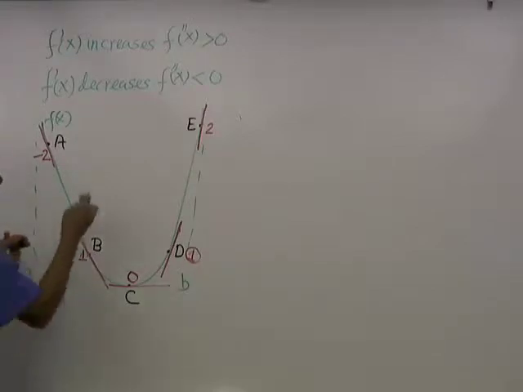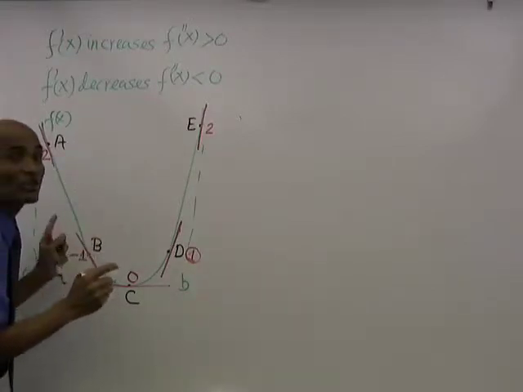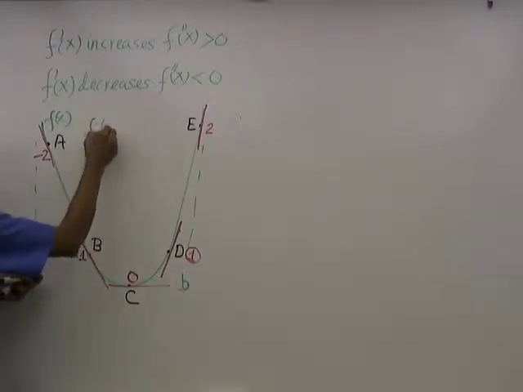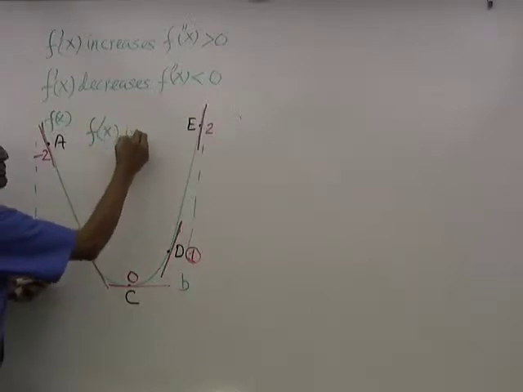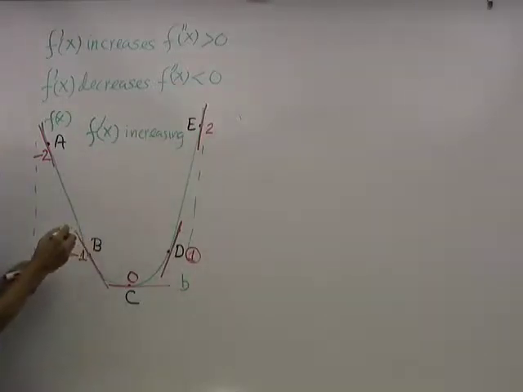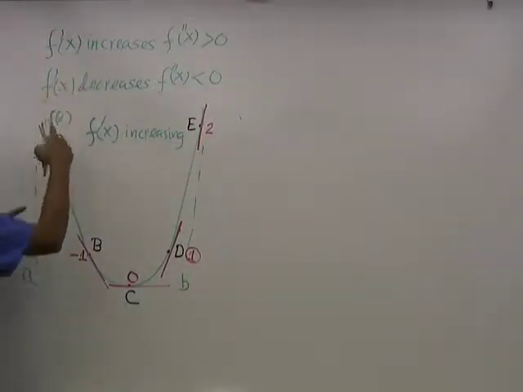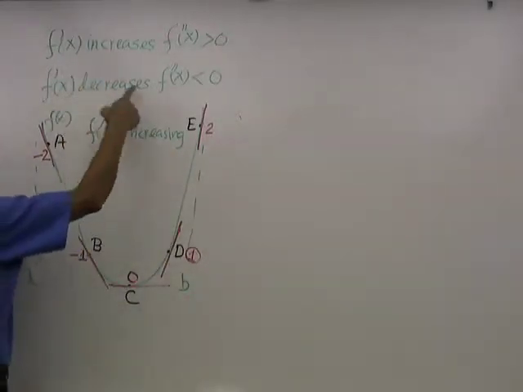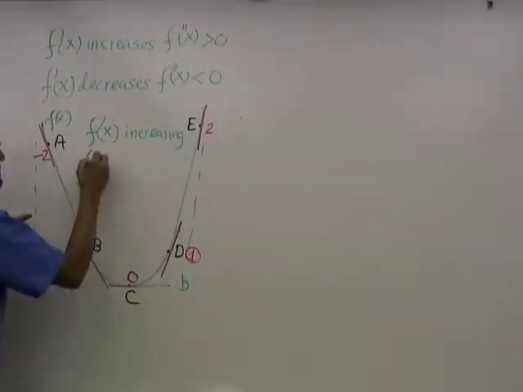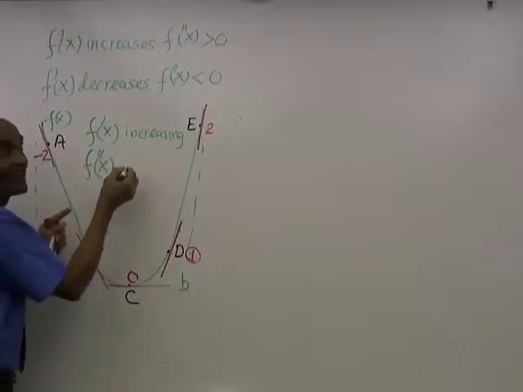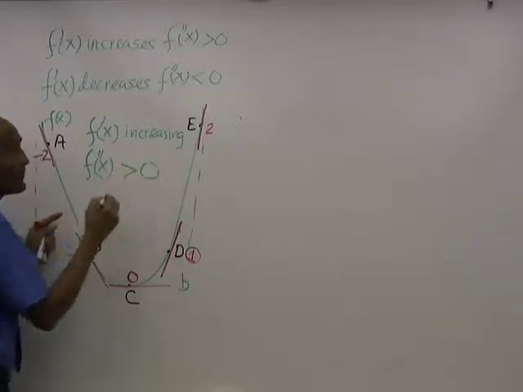Tell me, is f prime x increasing or decreasing? Tell me so I can write down here. F prime x here is increasing. That's right. Now, you know from these statements, if f prime x is increasing, how about f double prime of x? F double prime of x is greater than 0. It is positive.